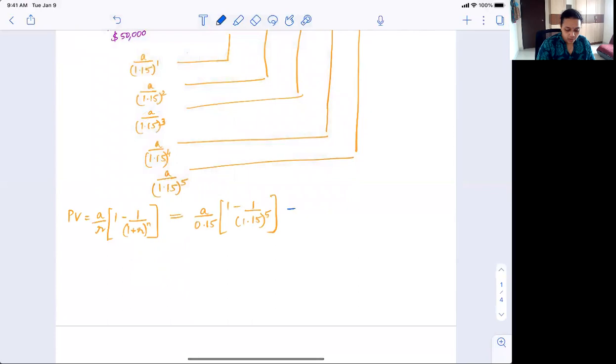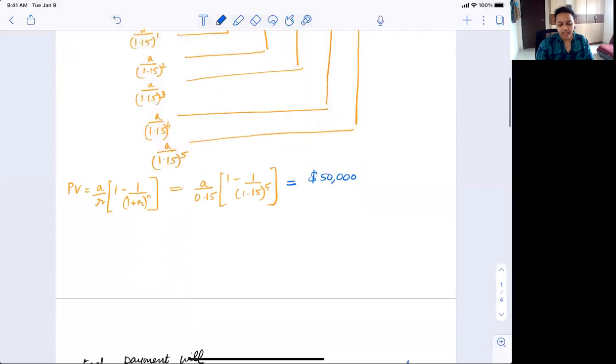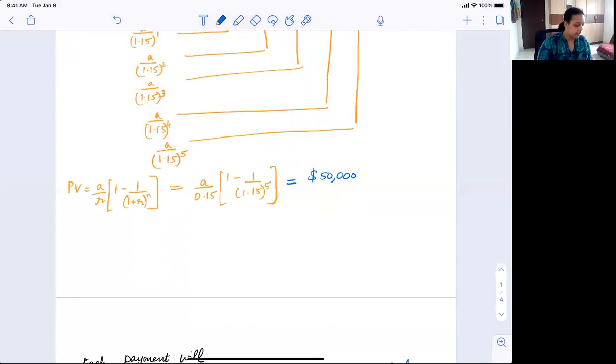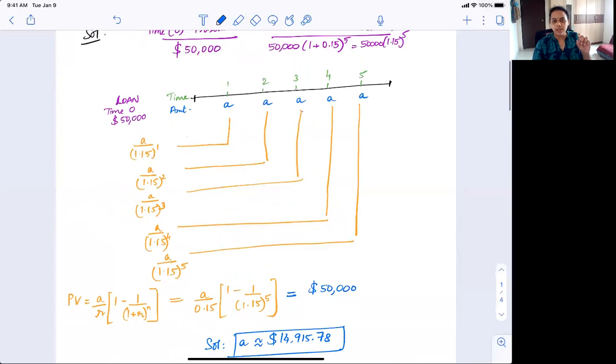And I'm going to now equate this to $50,000. And then if I solve this expression, I'm going to be able to find what A is. And this will have the solution that A is approximately $14,915.78. So all I did was to find the present value of the series of payments, the present value of this annuity, and I equated that to another present value that I know, the value of the loan at present, and that's $50,000. And once I plug everything into the formula, I have the value for A.